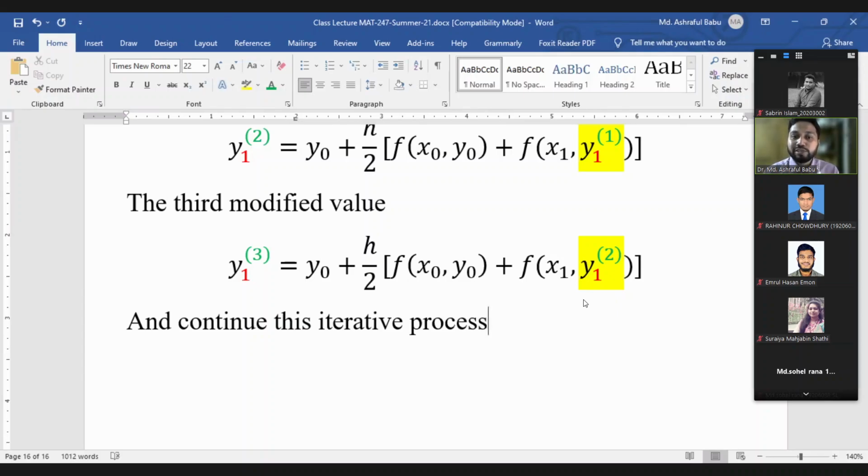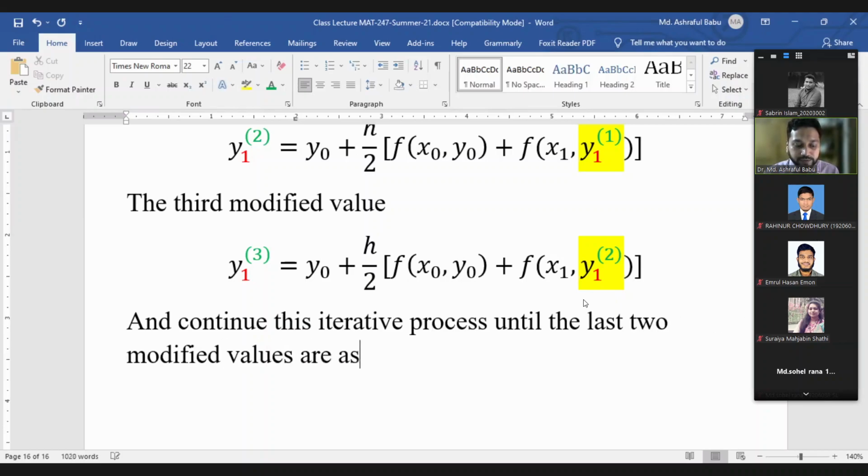We have to continue this iterative process until the last two values are the same.